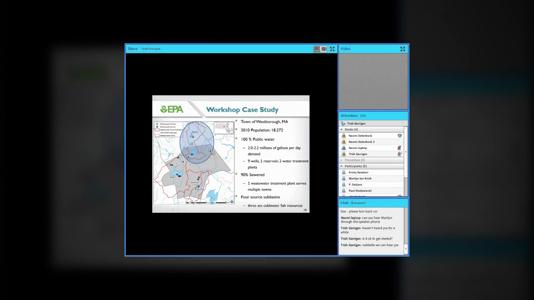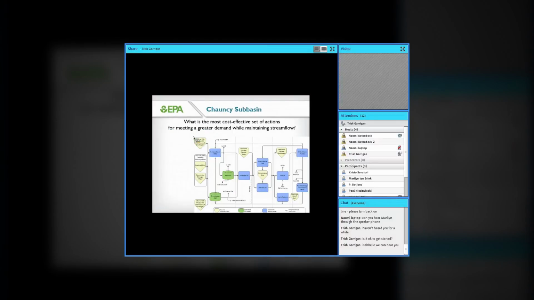And these are the components that we're going to add. So we're back to our schematic, which we'll come back to again and again. So the question is, what is the most cost-effective set of actions for meeting a greater demand, so shifting demand from the other subbasins while maintaining stream flow? So we're going to specify our land areas. Then that's going to give us yield, runoff, and recharge into the surface and groundwater.